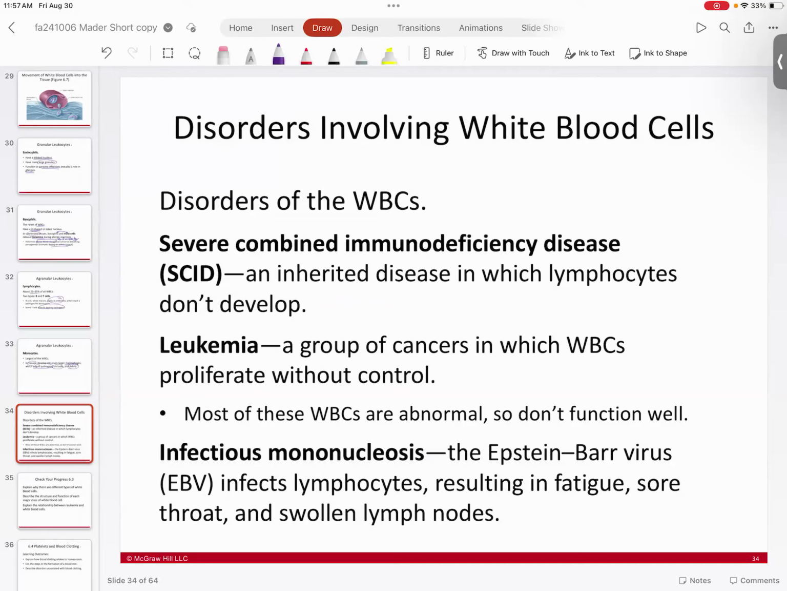So what are some disorders of white blood cells? Well, one is SCID, severe combined immunodeficiency syndrome. It's an inherited disease, basically, where your lymphocytes don't develop, which is a really, really bad thing. So this basically requires you to live in a bubble or an immune-free environment.